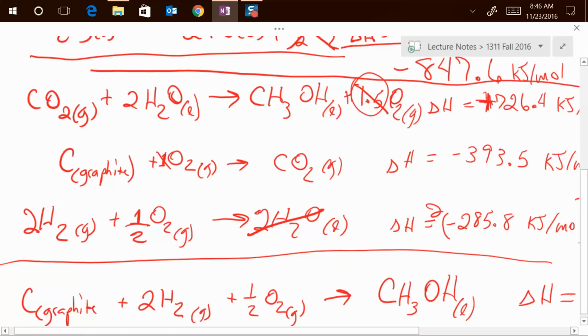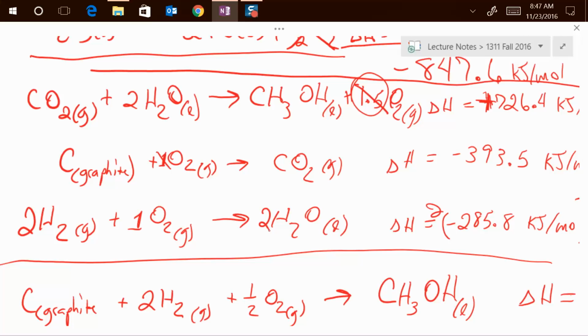Okay? Then I look at this equation. This is how I started it out. So I had 1 hydrogen. I look at my final reaction and I need 2. So what do I have to do to this? I have to multiply everything by 2. So this becomes 1. This becomes 2. So that means I have to multiply my delta H by 2 as well, because I multiplied this by 2.